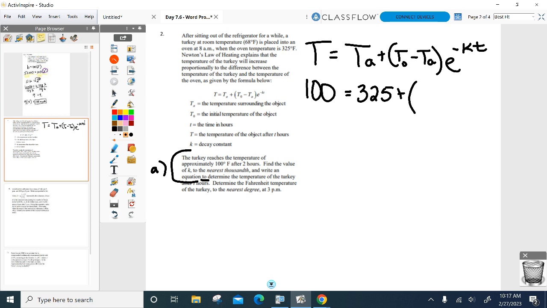Plus, now talk to me, T0, the initial temperature of the turkey. That's my 68, right? Before I popped it in. You guys already told me TA was 325. Trick question, am I plugging anything in for E? Remember, that's a number. Raised to the negative K, staying K, and what's my time again? This 100 after 2 hours. So if you run it right, 2 minus 2K, that's fine up top.